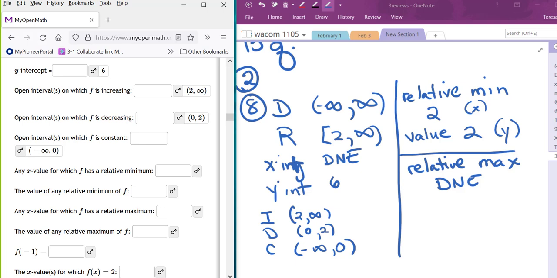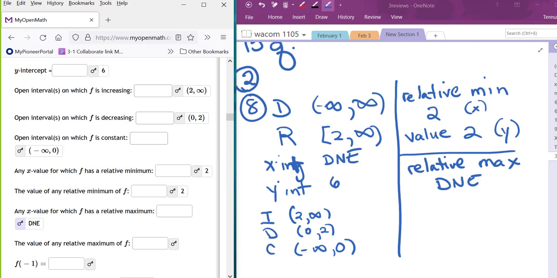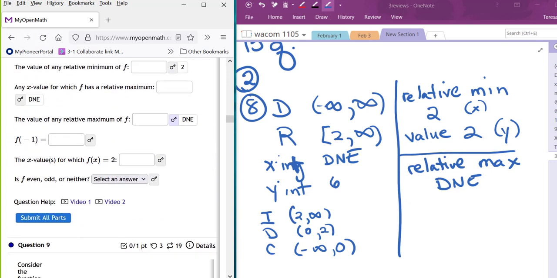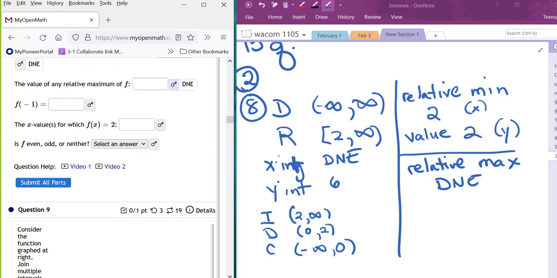So relative minimum, I said, is 2. The value of it was also 2 just because of where it landed. This one, the relative max, there is not one, and so there's not going to be one here. Next question, ask us to find f of negative 1. And then they ask us to find the x for which f of x equals 2.